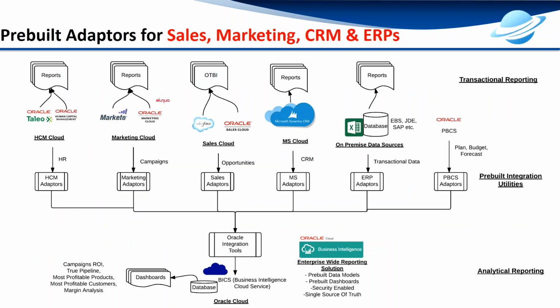This is a comprehensive architecture of some of our pre-built solutions. The architecture tool is designed to pull data from any source. We've integrated multiple cloud and on-premise solutions with BICS. This includes Taleo and HCM cloud solutions such as marketing and sales and other ERP adapters. We've built adapters to get the data from Oracle BICS. So what you're looking at right now is not an exhaustive list, but we're continually adding more adapters on a need basis.